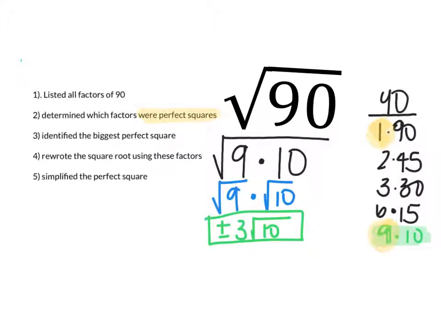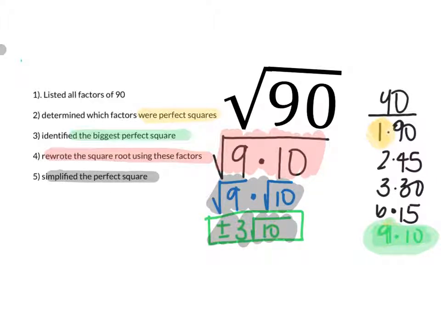Then I identified which of those was the biggest perfect square, and the biggest perfect square was this 9. So I used that 9 times 10 here. Then I rewrote the square root using these factors. This is the part where I had the square root of 9 times the square root of 10. Then I simplified the perfect square. First I split it up and wrote it out as two radicals, and then I simplified the one that I could simplify. That square root of 9 became the positive and negative square root of 3.